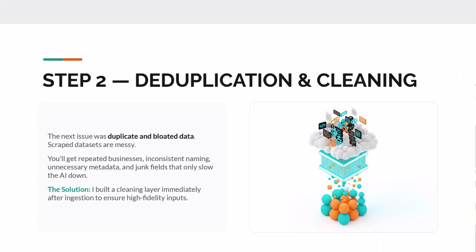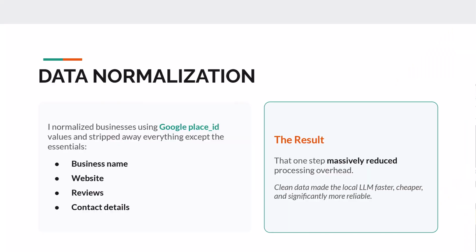The next issue was duplicated and bloated data. Scraped data sets are messy and you'll get repeated businesses, inconsistent naming, unnecessary metadata, and junk fields that only slow the AI down. So I built a cleaning layer immediately after ingestion. I normalized businesses using Google Place ID values and stripped away everything except the essentials: business name, website, reviews, and contact details. That one step massively reduced processing overhead. Clean data made the local LLM faster, cheaper, and significantly more reliable.